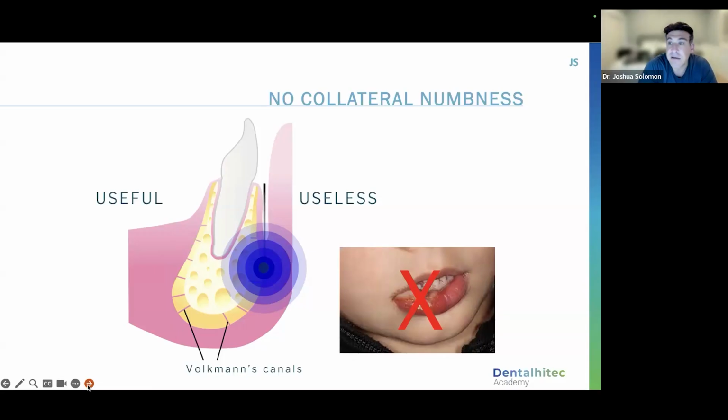But I can tell you in, I think, over a year and a half now, since I've been using the device exclusively, I have not had one numb lip, one numb tongue the entire time. And that's a big deal.